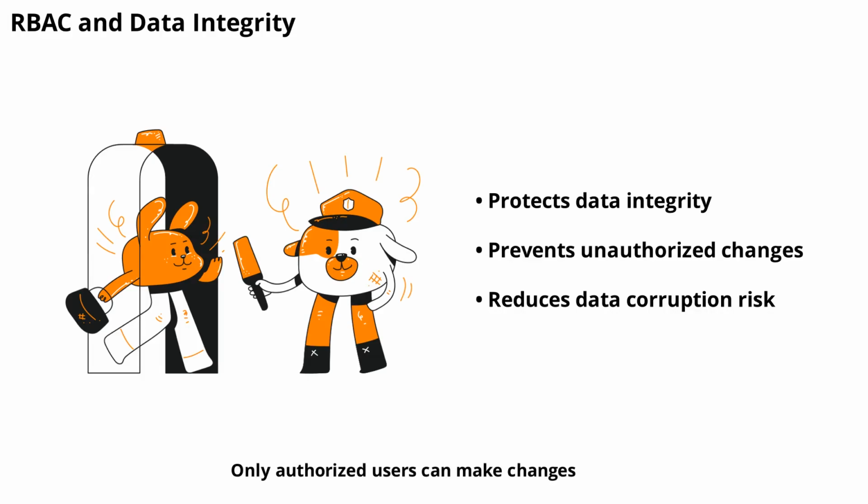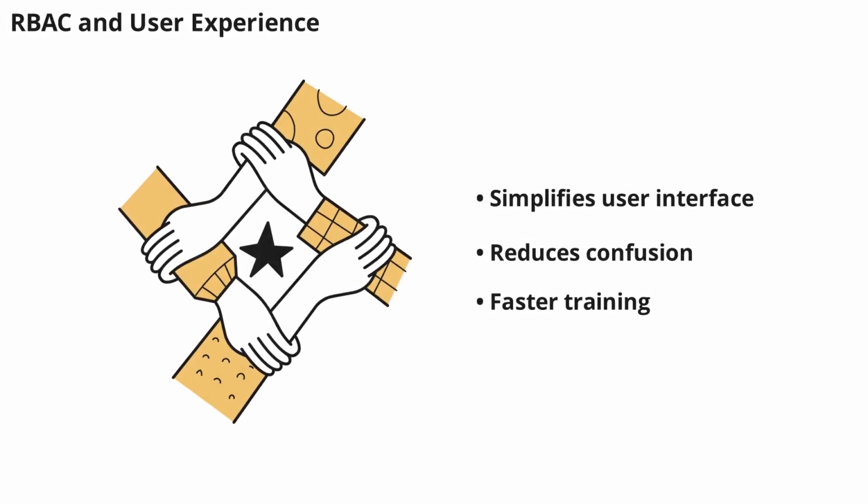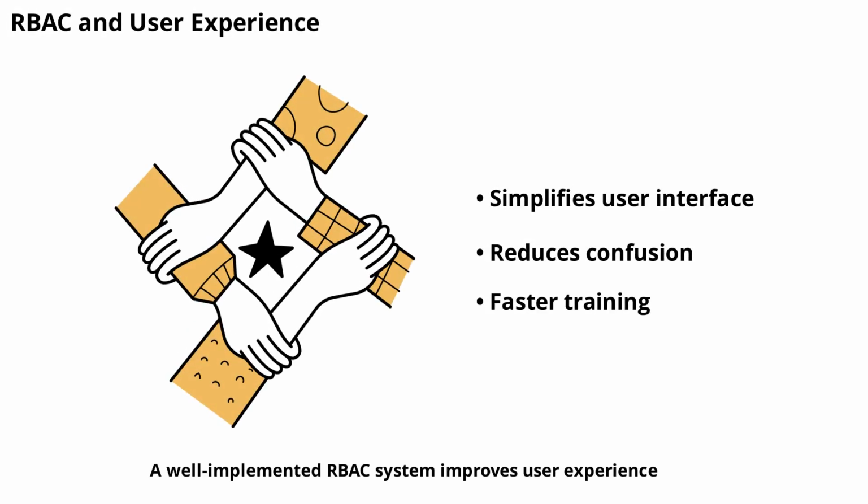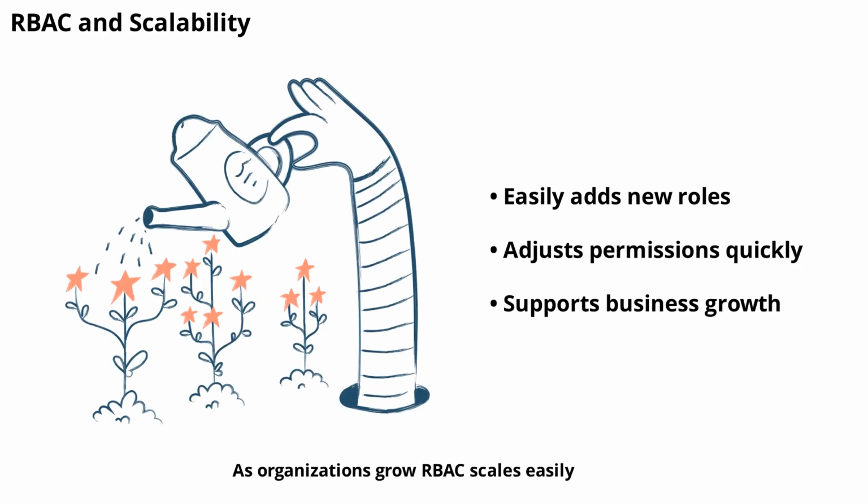Only authorized users can make changes, reducing the risk of accidental or malicious data corruption within the HRIS. A well-implemented RBAC system improves user experience. By showing users only the features and data relevant to their roles, the HRIS interface stays clean and intuitive, reducing confusion and training time. As organizations grow, RBAC scales easily. New roles can be created as needed, and permissions can be adjusted without overhauling the entire system. This scalability makes RBAC a future-proof solution for evolving businesses.